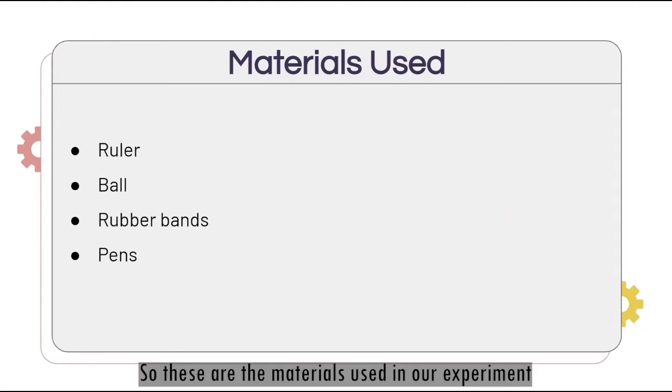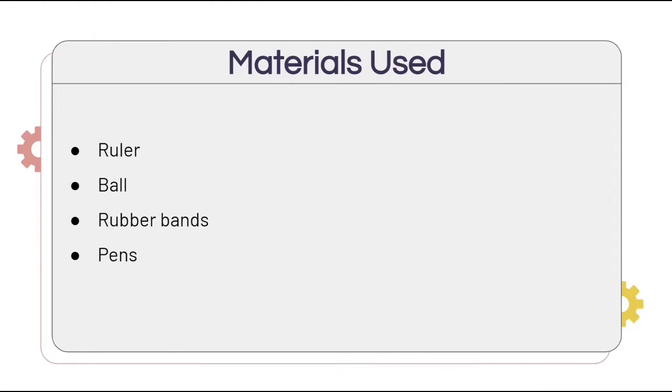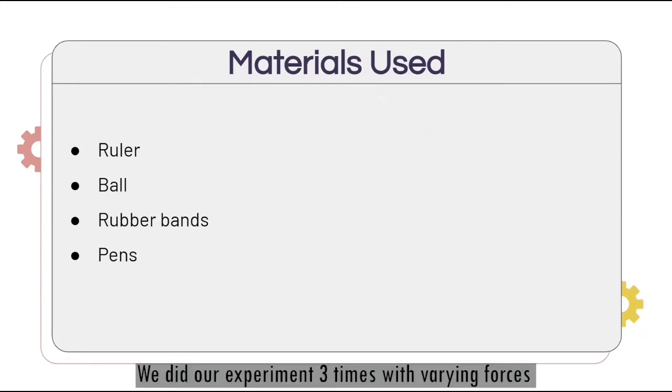So these are the materials used in our experiment: a ruler, ball, rubber bands, and pens. We did our experiment 3 times with varying forces.